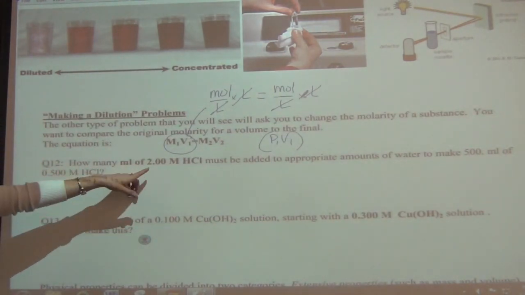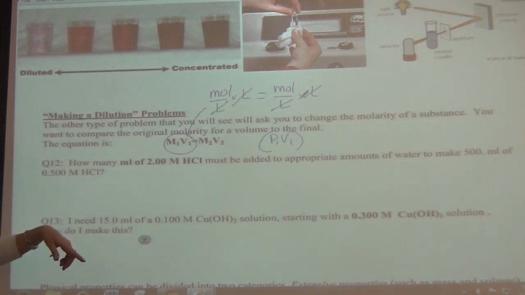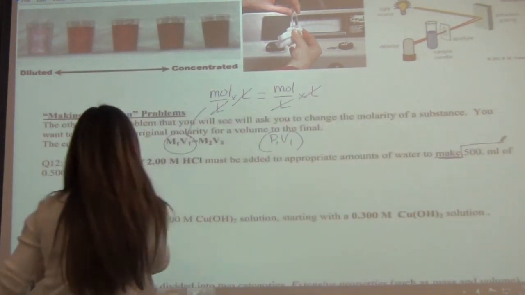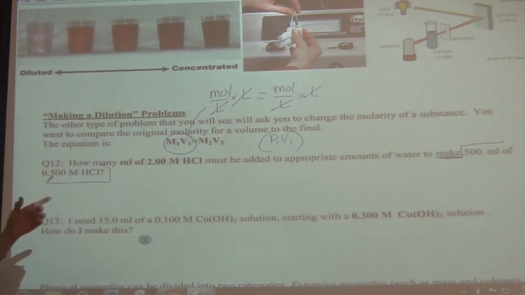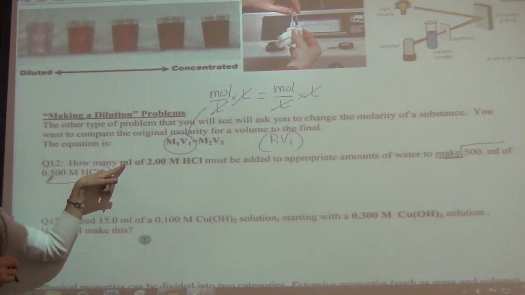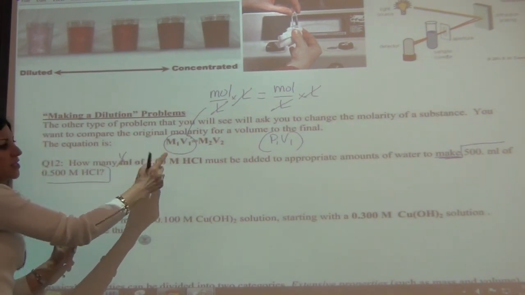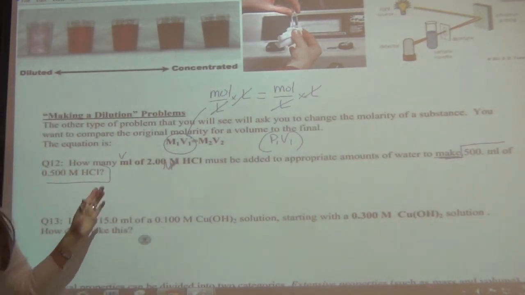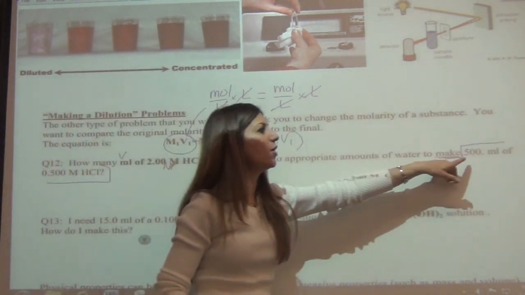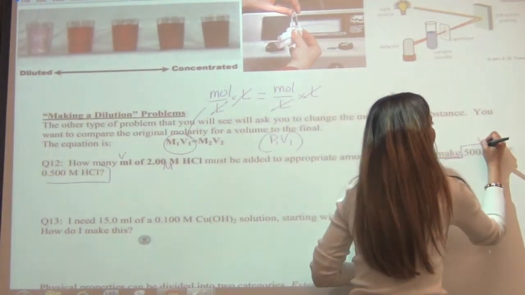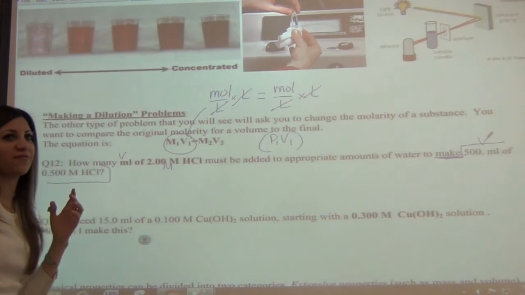It says, how many mils of 2 molar HCl must be added to appropriate amounts to make 500 mils of a 0.5 molar solution? We know we want to make this stuff. Okay, we're going to label everything again. So this here is what we're looking for. Milliliters is a unit of what? Volume. Volume, perfect. So there's our V. And then this we said is an M, right? Now we're going to come over and see, what is this? That's another V. But the question is, one of them is V1 and one of them is V2.